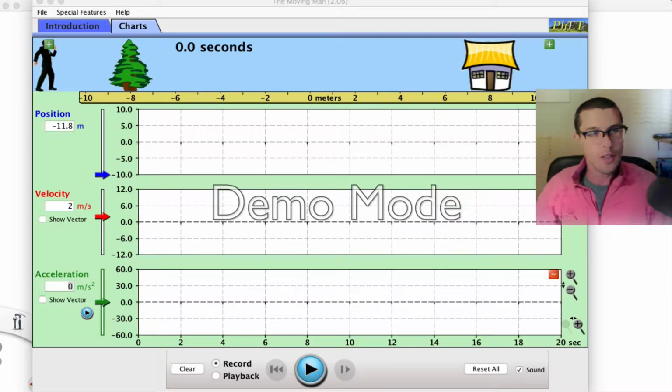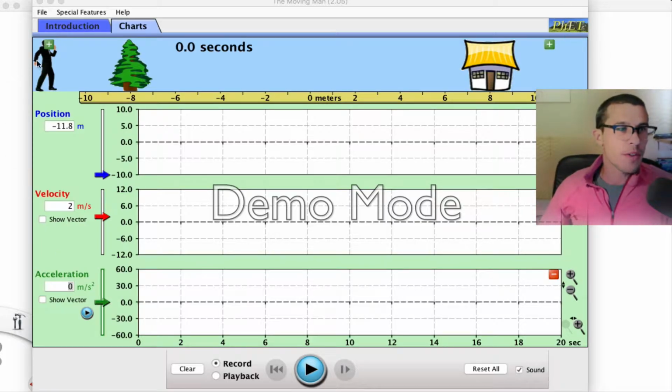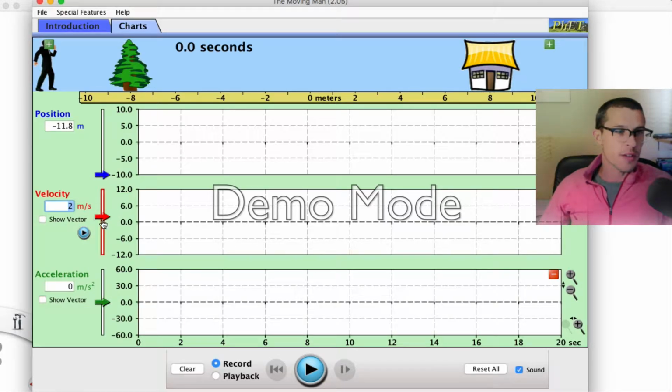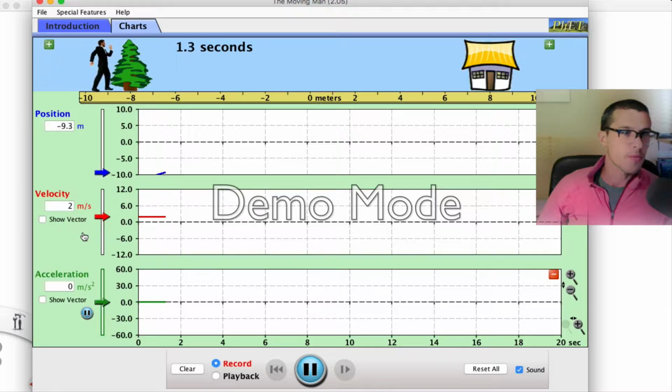We've got the Moving Man simulation that you can download through the University of Colorado website, PhET. Here we've got this guy, and I'm going to input the values right here. I'm not going to show the vector, but let's see what happens when he's moving at a positive velocity of 2 meters per second. Here he is, walking across. He's trucking along, doing pretty good.